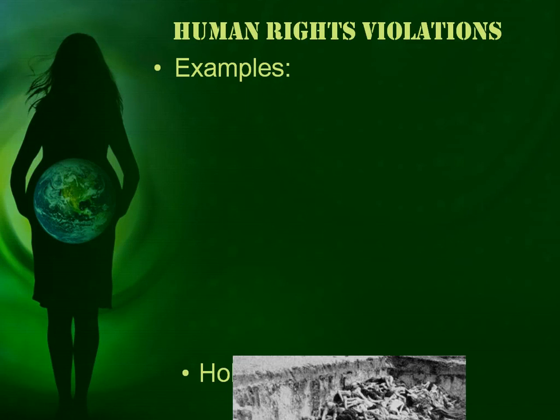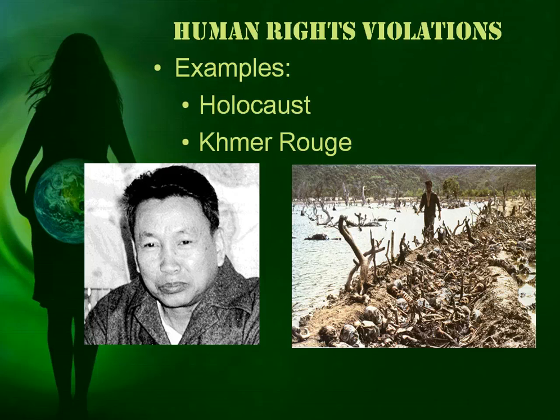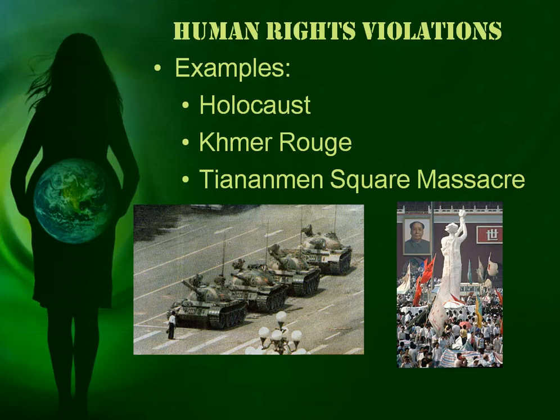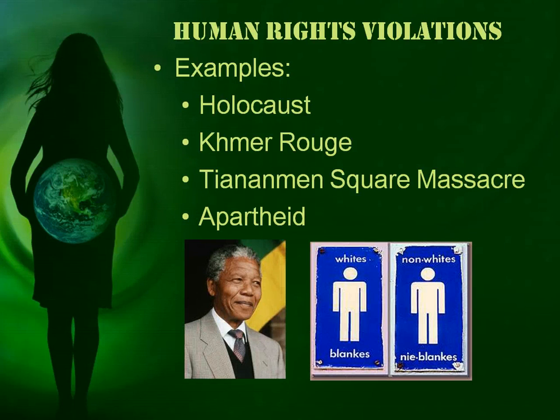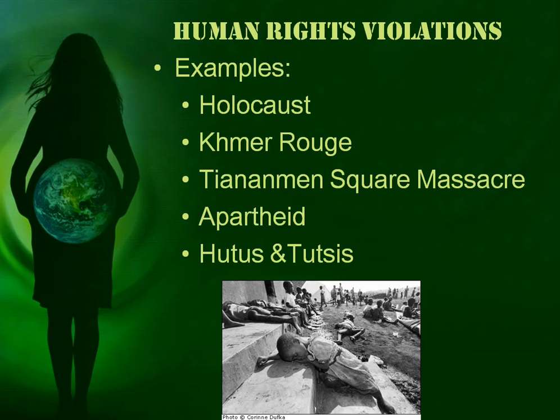Some examples of human rights violations throughout history include the Holocaust, the extermination of the Jews by the Nazi Germans; the Khmer Rouge under Pol Pot, where he killed off millions during the Vietnam War time period; the Tiananmen Square massacre in China, which was a reaction by the Chinese government under Deng Xiaoping against pushes for democracy; apartheid, that is sort of this idea of the black majority being inferior to the white minority in South Africa, and its abolishment under Nelson Mandela; the Hutus and the Tutsis, which we talked about when we watched Hotel Rwanda, that ethnic genocide of the Tutsis by the Hutus as a response to decolonization.